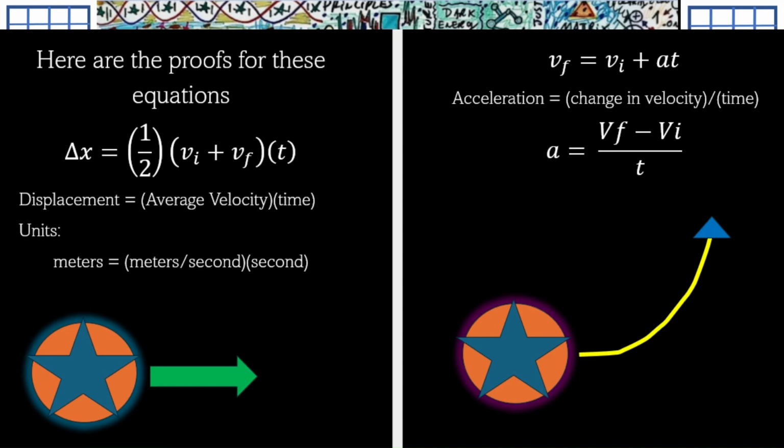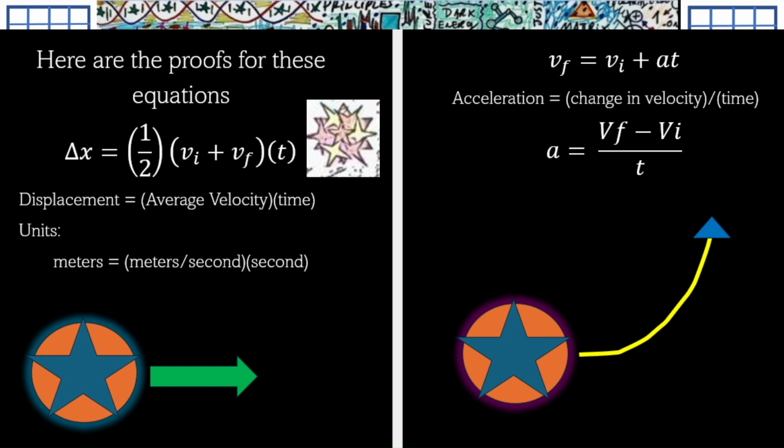The first equation we can prove is displacement equals 1/2 times v initial plus v final, times t. Well, 1/2 times v initial plus v final, that's average velocity. And then if you multiply velocity times time, you get displacement, because meters per second times seconds gives you meters. So if you're going 20 meters per second for 2 seconds, you would have gone 40 meters.